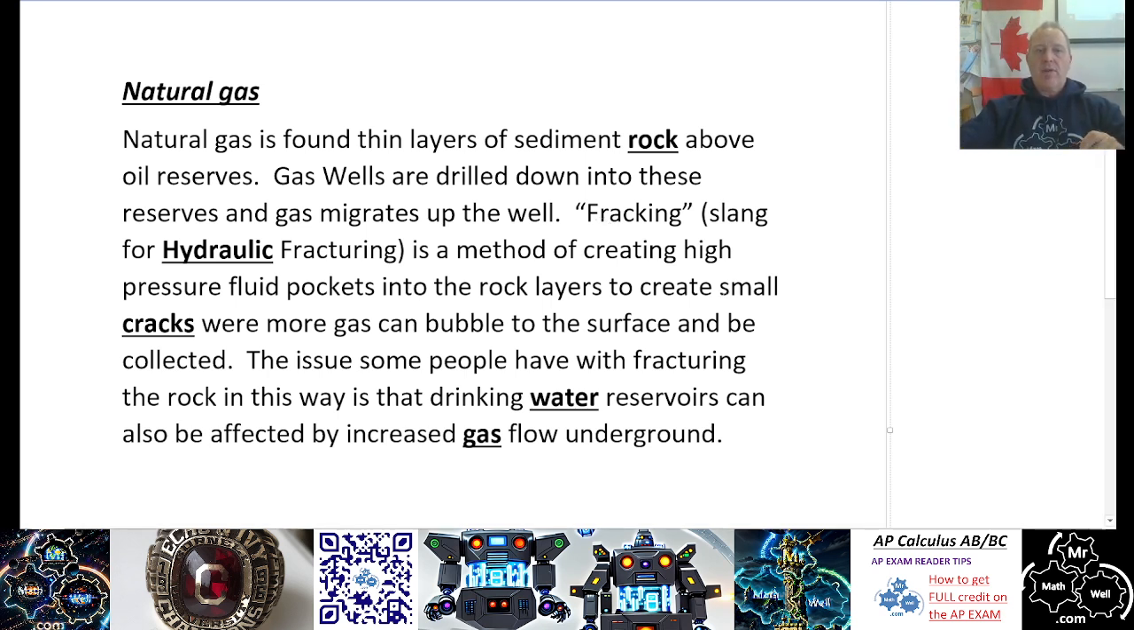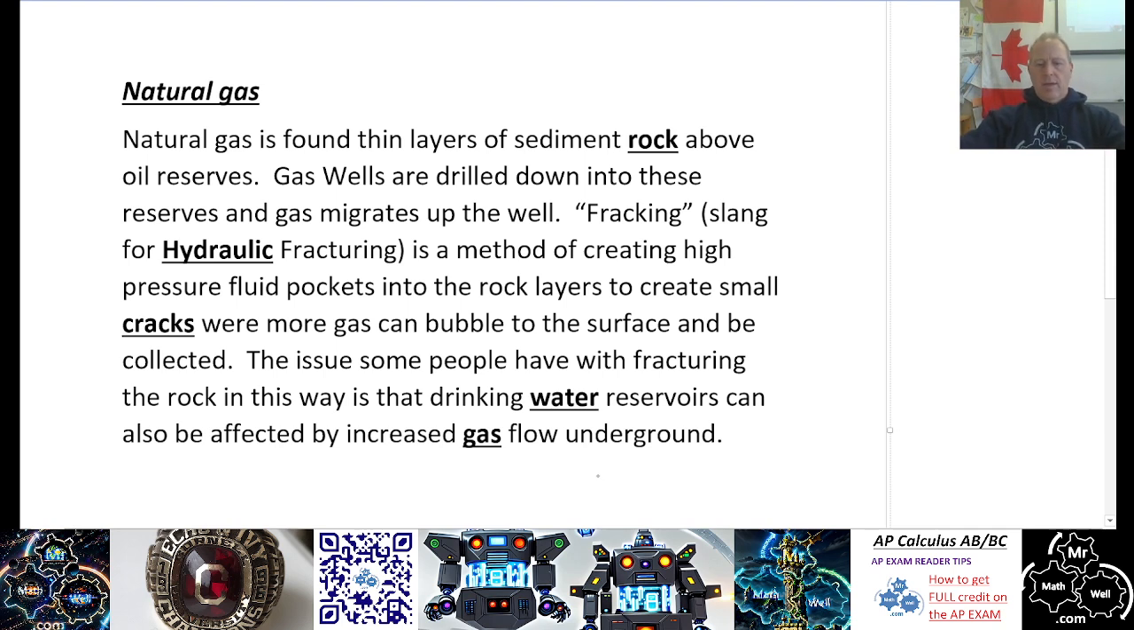The issue some have with fracturing the rock in this way is that drinking water reservoirs can also be affected by increased gas flow underground. So if you think about a pocket of water here and someone's fracking over here, and this gas is trapped, but all these cracks are made now, well, the gas will migrate up, but it also could migrate over into the well area. So there's lots of regulations of where you can frack, and you have to stay away from the water reservoirs and so many meters above them. So they're really careful with trying not to affect the groundwater. But sometimes it happens, and people are a little freaked out, rightly so.